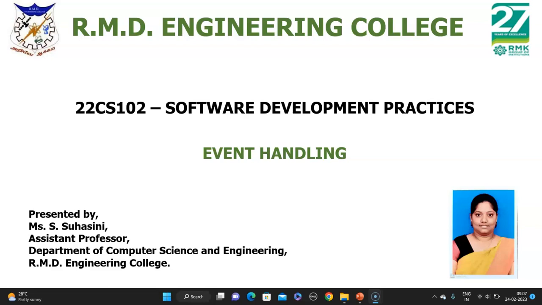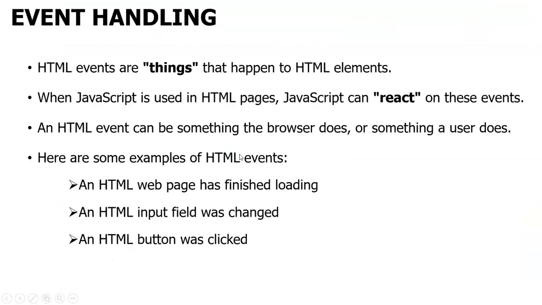In this video lecture, I'll discuss the subject of software development practices, and the topic is event handling. So, what are HTML events? Events are things that happen to the HTML, which means that when we click or submit a button, some reaction happens. That comes under event handling. We have different types of event handling that we'll discuss in this video.